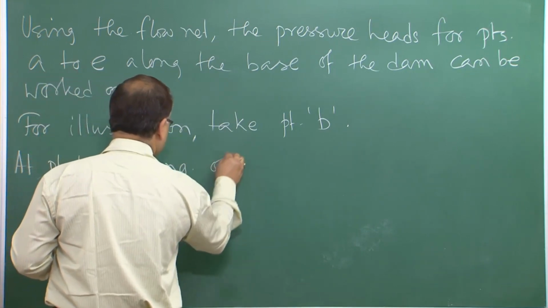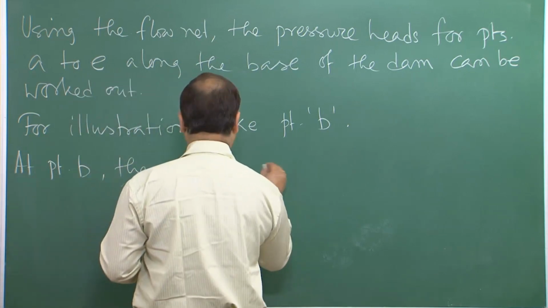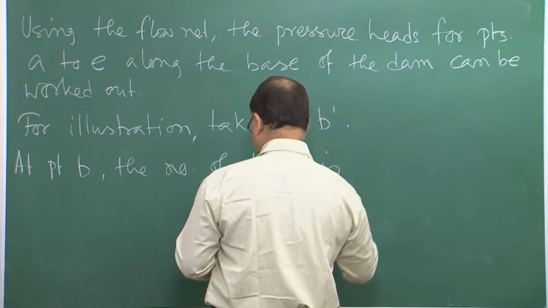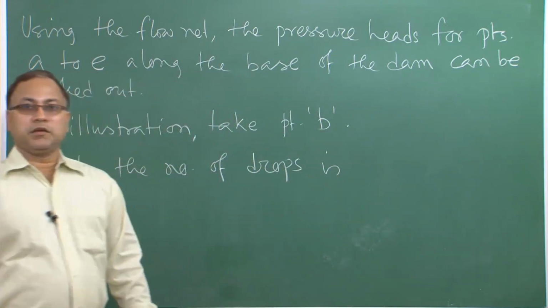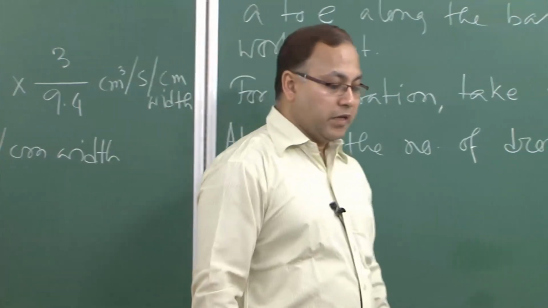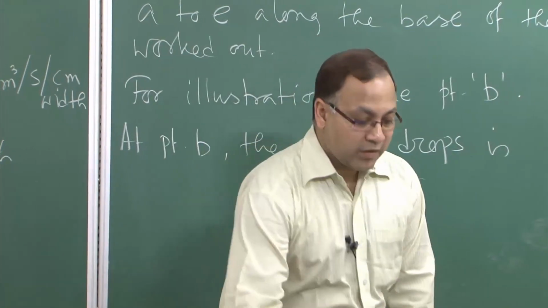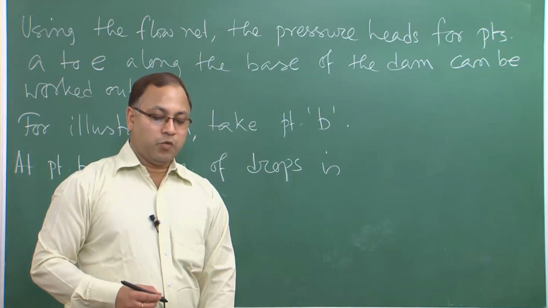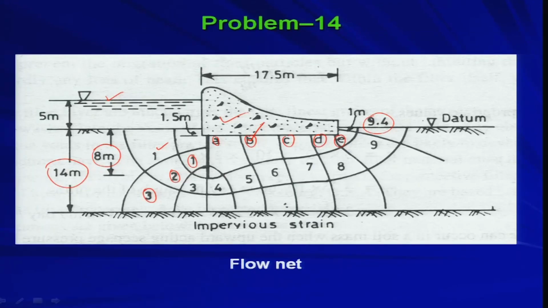the number of drops is how many? So, how many potential drops are you getting at point B? If you look at the flow net once again, your point B is coming here, right. So, this is your point B. At that time how many potential drops are you getting? 1, 2, 3, 4, 5, right. So, 5 potential drops you are getting at point B.